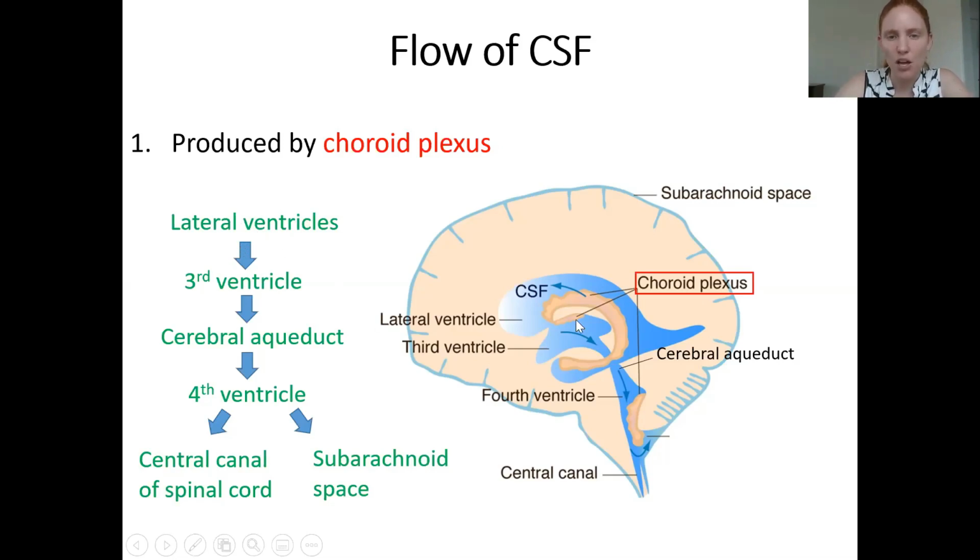The pathway that it flows is from the lateral ventricle down into the third ventricle, and then using the cerebral aqueduct, it'll go to the fourth ventricle. From the fourth ventricle, it'll either continue around the outside of the brain in the subarachnoid space, or it could go down into the central canal, which is the middle part of the spinal cord. So the fluid just sort of flows around through there. I think this is a really good way to study the ventricles because if you follow the flow, you're going to hit all of the structures related to the ventricles.